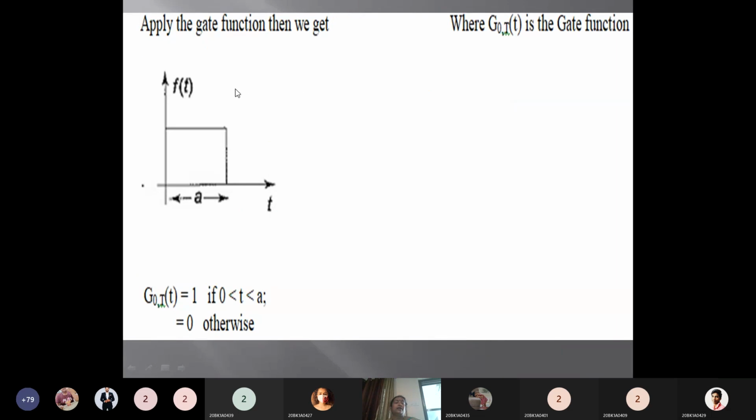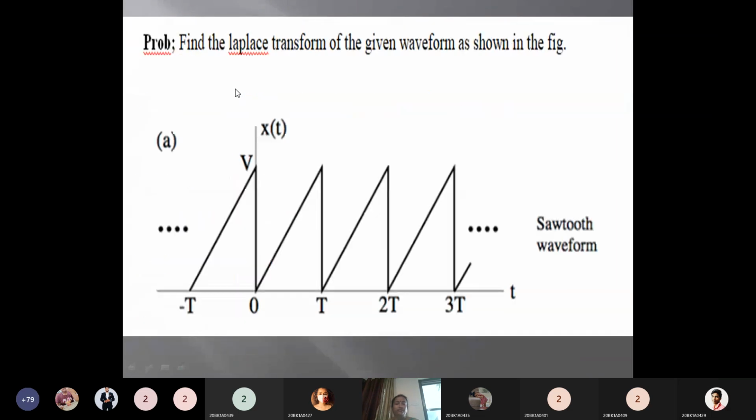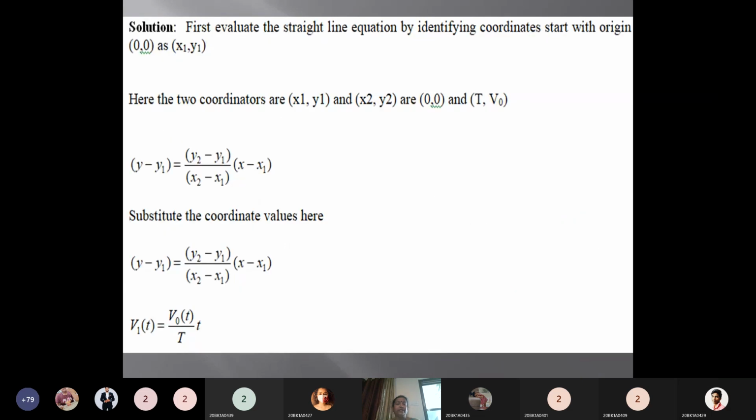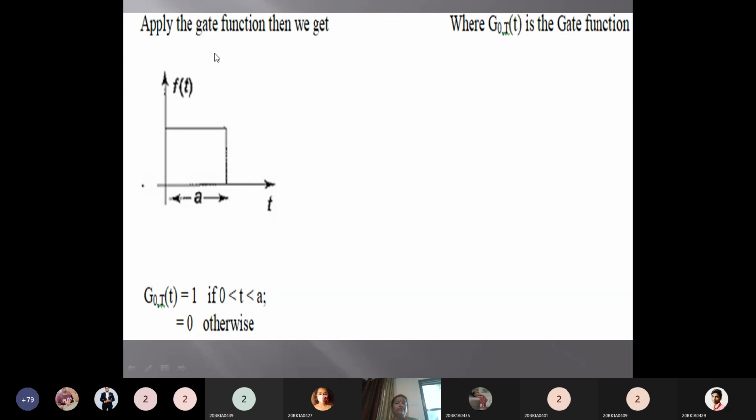Yeah, apply the gate function, then we'll get it here. Find the Laplace transform of a given waveform as shown in the figure. If you have considered the gate function, that is actually given in the problem, I think. That gate function, if you consider it as G of t, is equal to 1 if the gate function exists from 0 to a, with a maximum amplitude of 1, that we are representing like this.